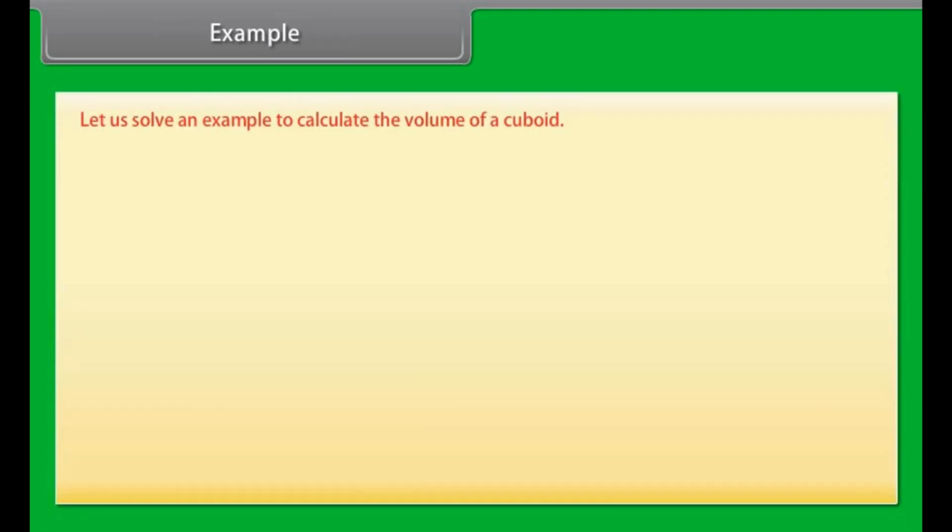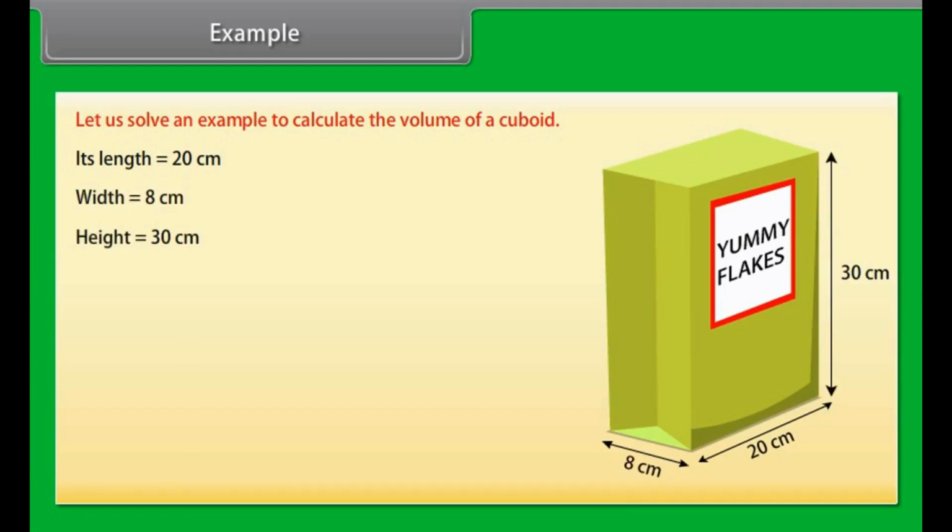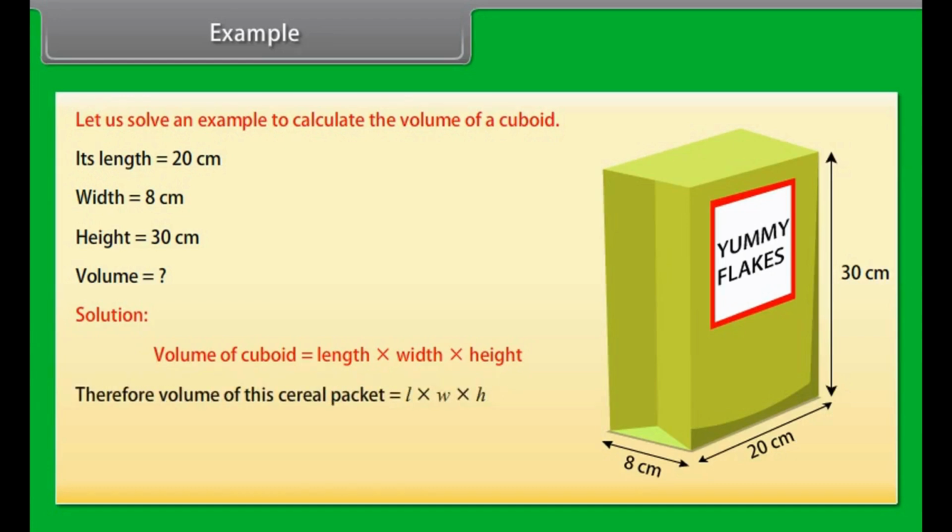Example. Let us solve an example to calculate the volume of a cuboid. Look at this cereal packet. Its length is 20 cm, width is 8 cm, and height is 30 cm. We have to find its volume. We know that the volume of cuboid is length into width into height. Therefore, volume of this cereal packet is equal to L into W into H, which is equal to 20 into 8 into 30, and this is equal to 4,800 centimeter cube.